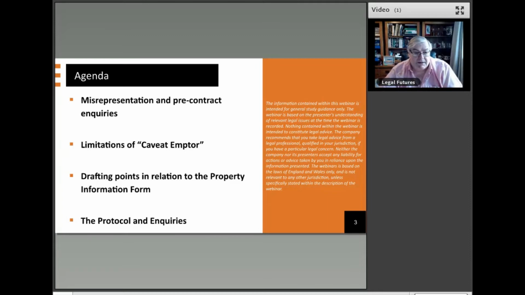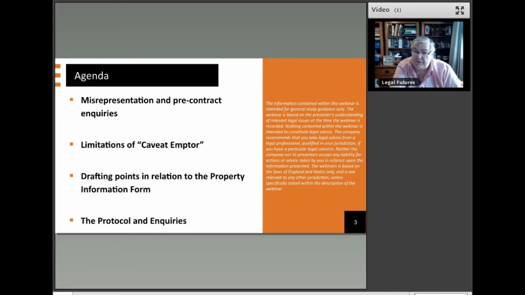And then we'll also have a look at the limitations on caveat emptor, buyer beware. It's often thought that that's a sort of overriding issue in relation to conveyancing transactions, but there are some limitations on the extent of caveat emptor, some of it by common law and some of it by actual legislation and regulations which have been introduced, which I'll have a look at.